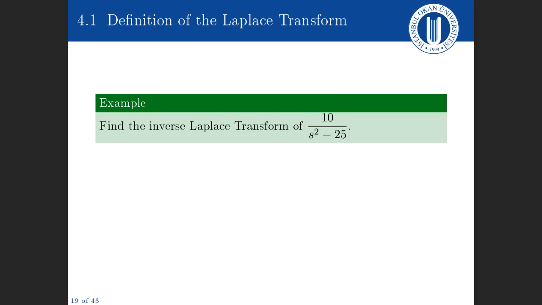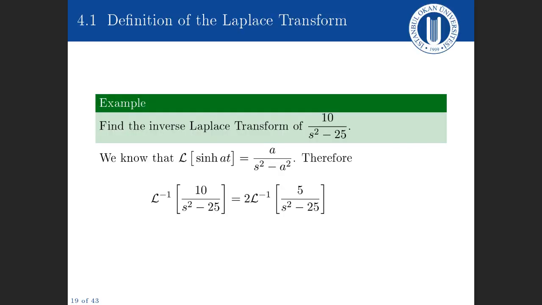How can we do this? Well, we've seen something similar to this already. We know that the Laplace transform of sine at is equal to a over s squared minus a squared. So we're going to use this. We know that the number we want on the top should be the square root of the number on the bottom. If we have a squared on the bottom, we should have a on the top. And we don't quite have that.